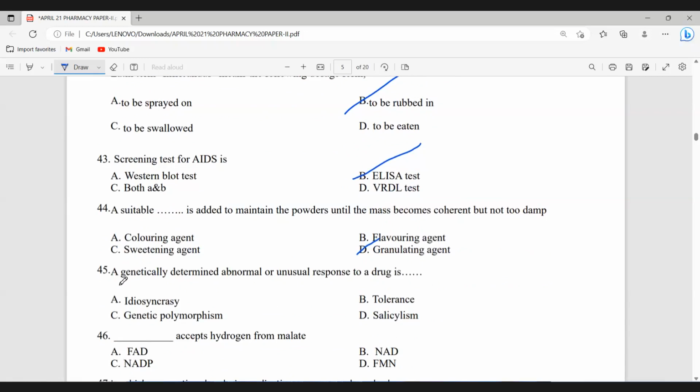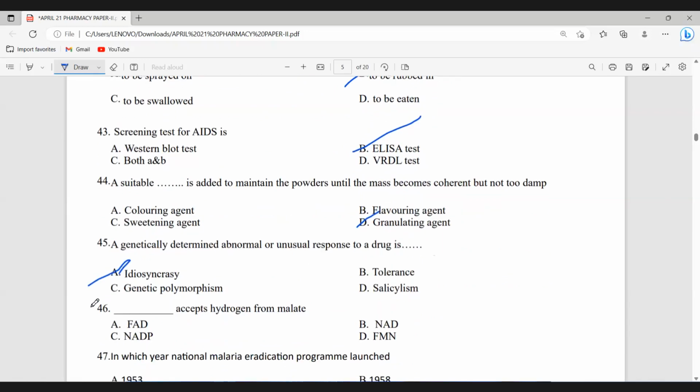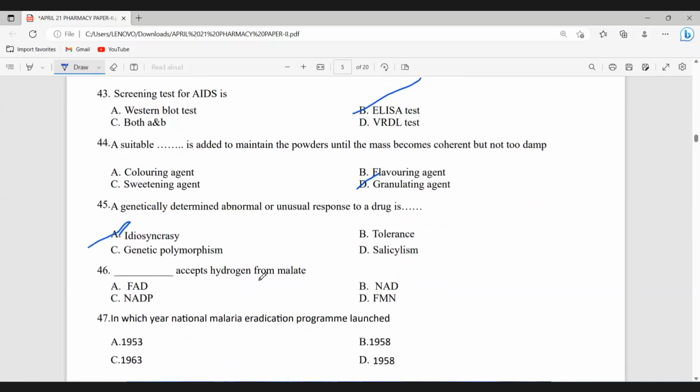45. A genetically determined abnormal or unusual response to a drug is... This is a direct question. That is idiosyncrasy. Then 46. Dash accepts hydrogen from malate. NAD will accept hydrogen from malate.